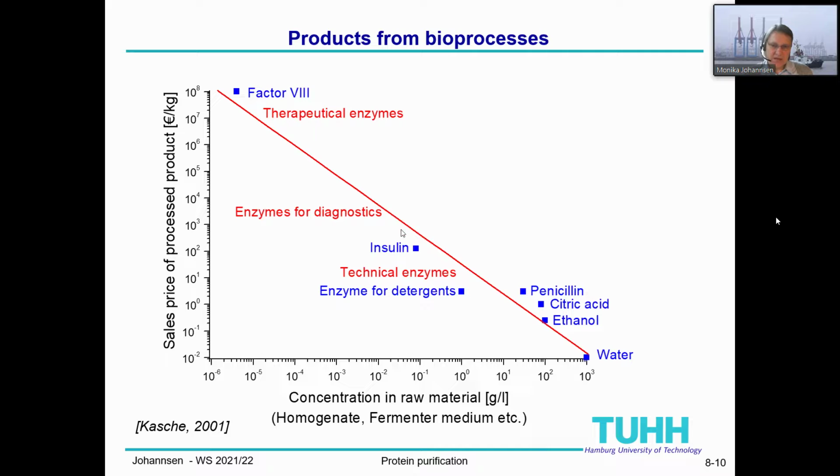proteins, then you can see the concentration range in the raw material is much lower. And here, for example, this factor 8, which is an essential blood coagulation factor, it has a concentration of 10 to the power of -5 in the raw material. And yeah, so if we want to purify and concentrate these proteins, we need processes for that, and the more processes, the more expensive the final product will be.